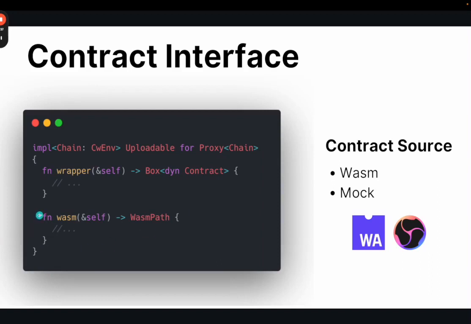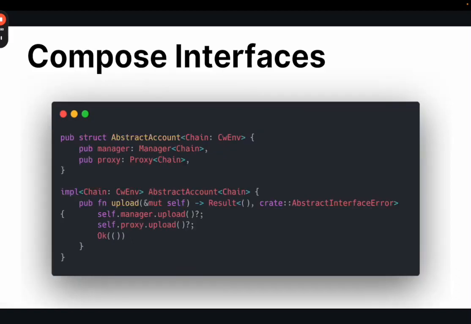The second one is for live environments, where you actually give the path where the contract WASM would be stored. And this allows you to upload and store contracts on live environments.